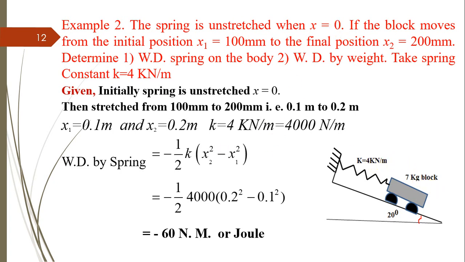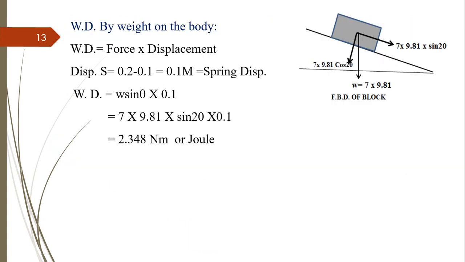We have to find out, first, the work done by the spring on the body. So the work done by the spring is determined as minus half of K into x2 square minus x1 square. As here the spring is stretched, and in case of a stretched or compressed position the work done is negative, therefore this negative sign comes over here. Now substituting the values, we get the work done by the spring equal to minus 60 Newton meter, or 60 joule.